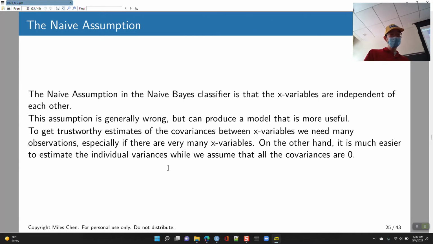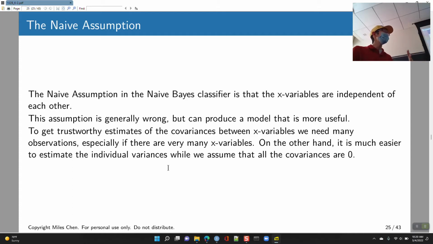So the naive assumption is that all of the x variables are independent of each other, that you've got x1 and x2 and x3 and whatever, and they're all independent, that there's no relationship between them. And that's a bad assumption, right? Because in real life, many things are related. And here we're going to just say, you know what, I'm going to just assume that they're all independent, okay? And we know that's a bad assumption.